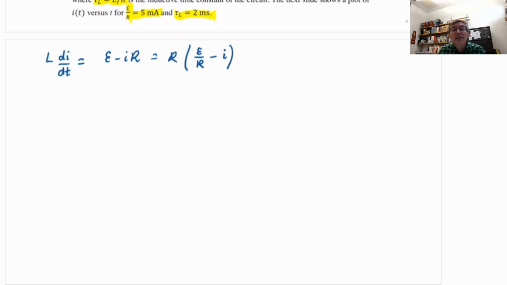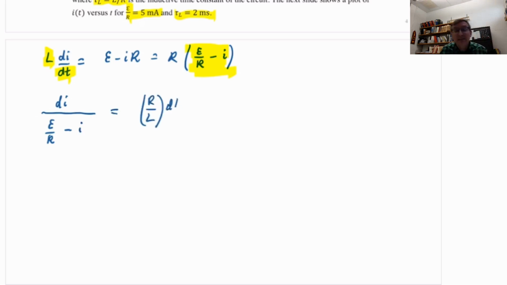And now I separate the variables, as it were. I multiply both sides by dt, and I divide both sides by E over R minus I. And I divide both sides, by the way, by L. Here's what you get. On the left, di over E over R minus I. And on the right, R over L times dt. And then I integrate both sides because I have separated the I and the t variables.